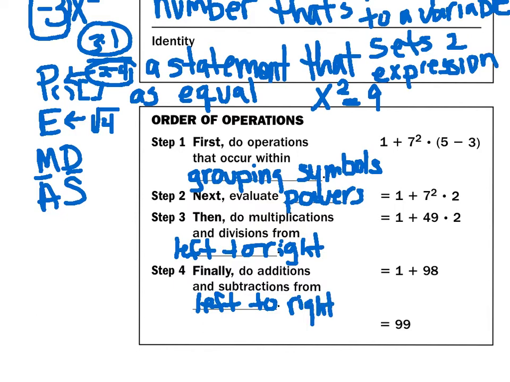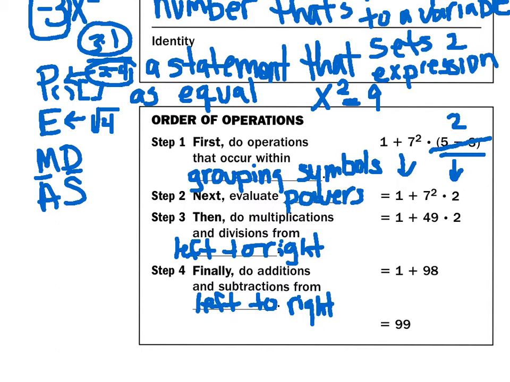So let's go back and look at this again, the example. So first, do the operations that occur within grouping symbols. So my grouping symbols here are my parentheses. So we go ahead and do that first. And 5 minus 3 is a 2. Notice that the correct way to write this is to use a separate line for each step. So I wouldn't just mark out the 5 minus 3 and put a 2 up here and then keep going. That's a quicker way to do it, but it's not the proper way to write it. So I would go ahead and bring down my 1 plus 7 squared.